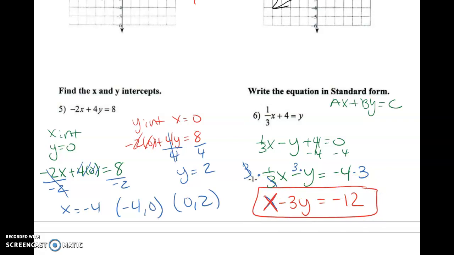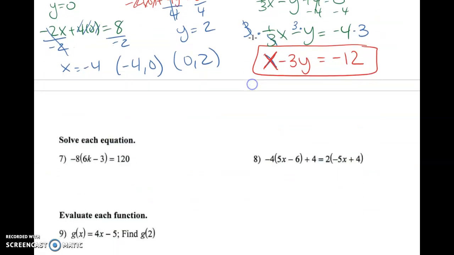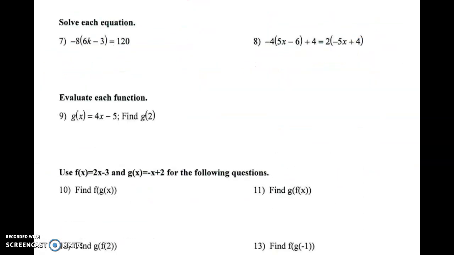Alright, so let's move on and see what questions are next. For question 7 and 8, it says to solve each equation. Starting with number 7, I know that I need to distribute. So I'm going to go ahead and distribute, and I'm going to get negative 48k plus 24 equals 120. And I'm going to subtract 24 in order to isolate the k.